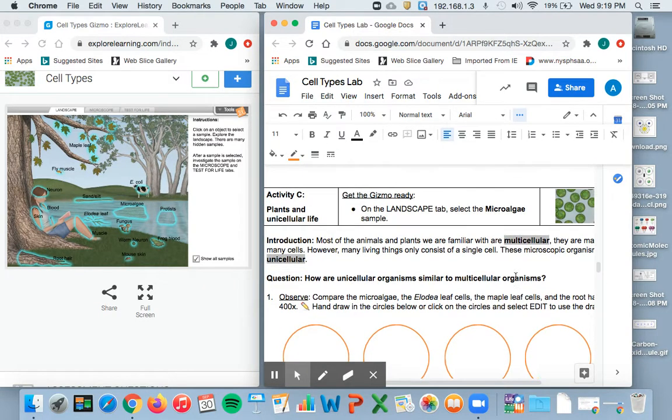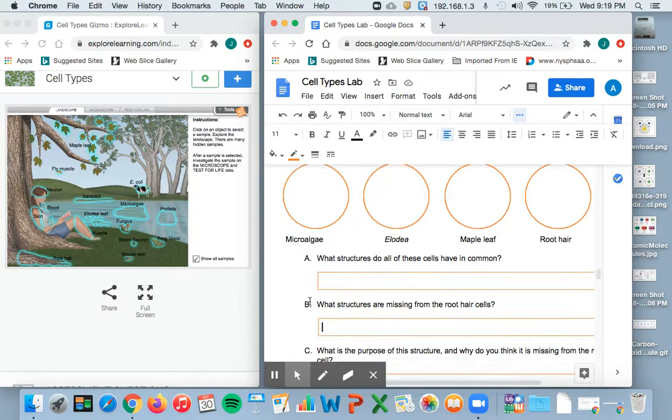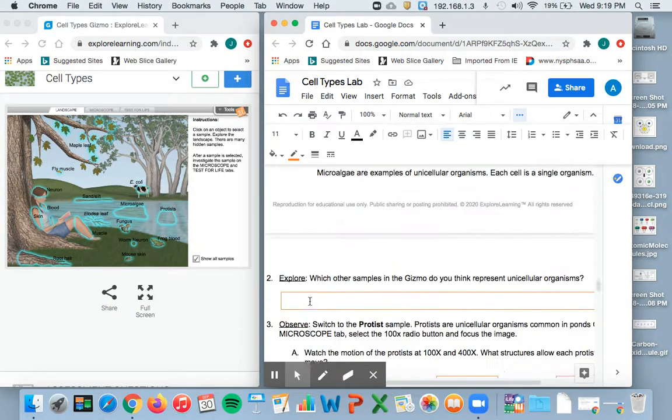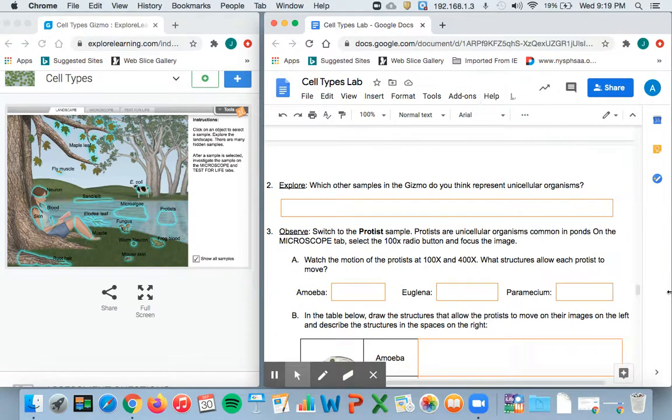Let me scroll up so you can just see it. Activity C, Plants in Unicellular Life. But we are going to complete question 3 right now. Okay, we're looking at unicellular organisms. It is telling us in the lab that protists are a unicellular organism common in ponds.